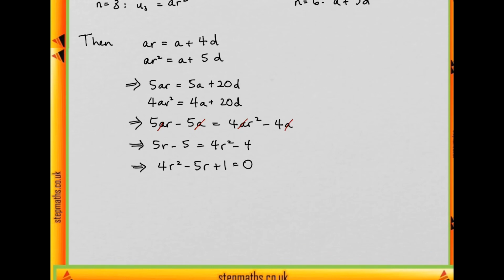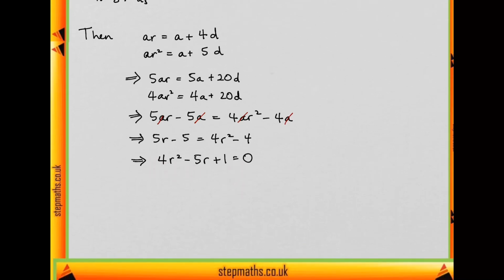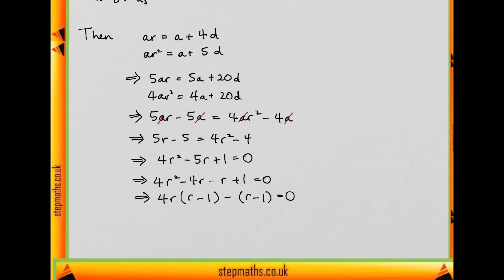So now we just need to solve this quadratic however you like, but I think it should factorize. We need something that multiplies to make 4, so 4 times 1, and it needs to add together to make minus 5. So minus 4 and minus 1 should work. If I rewrite, splitting this minus 5r into minus 4r minus r, then I can factorize a 4r out of these first two terms and minus 1 out of these last two, and now r minus 1 factorizes out of this whole thing here.